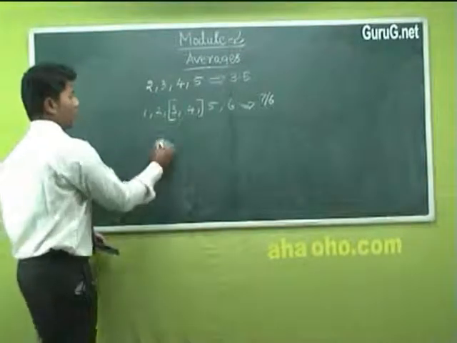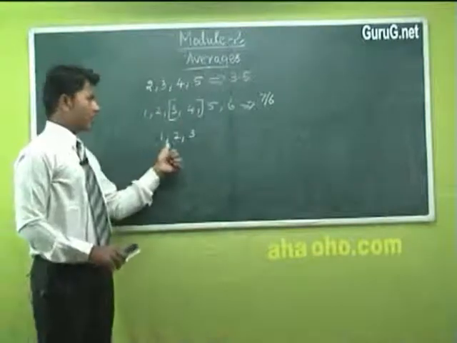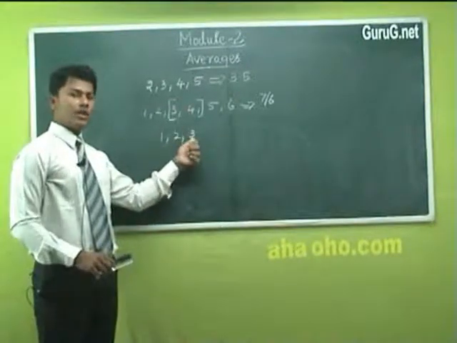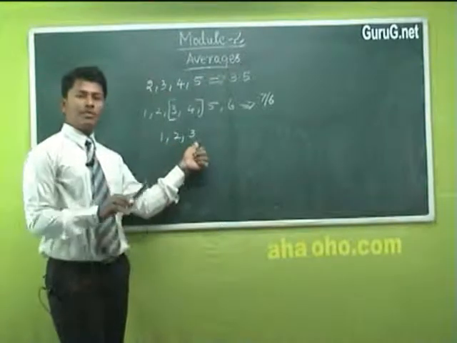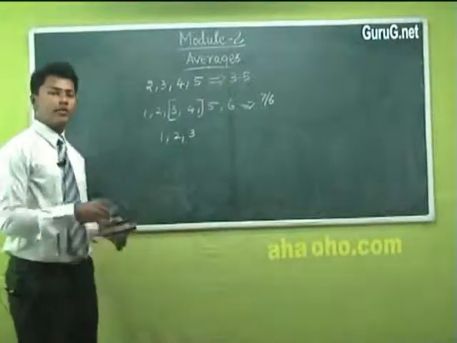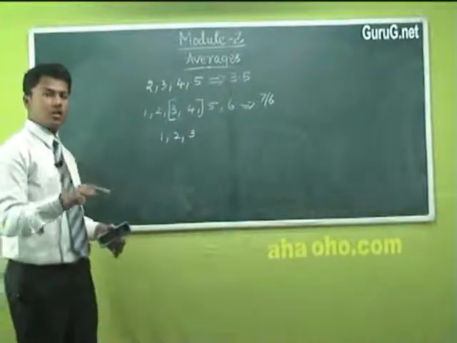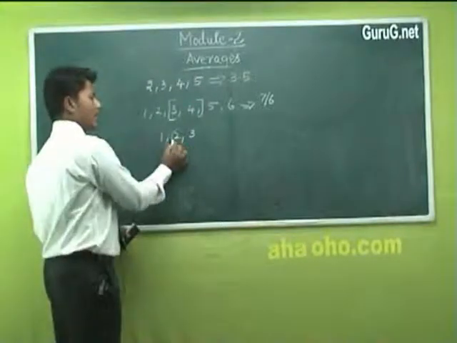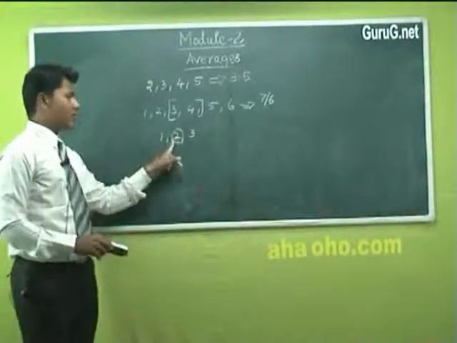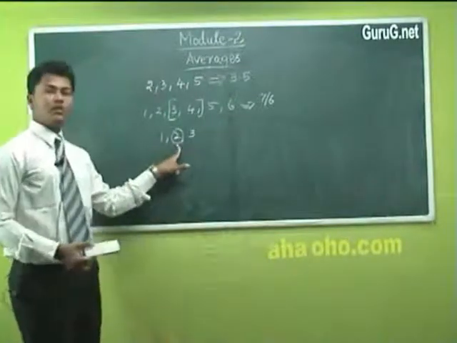Similarly, if you are considering say 1, 2, 3. What is the arithmetic mean of 1, 2 and 3? 1, 2 and 3 are consecutive integers. Number of elements is 3, which is an odd value. If the number of consecutive integers is odd, in that case the arithmetic mean will be the middle value. You did not find 1 plus 2 plus 3 and then divide it by 3. Instead, the average will be the middle value.